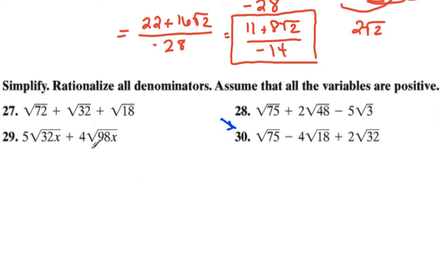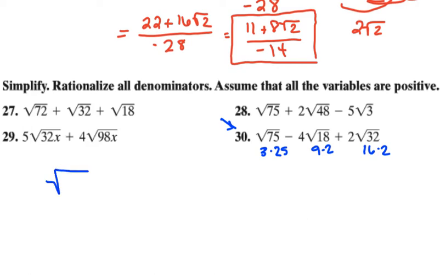Let's do number 30. All right, square root of 75. I know that this is 3 times 25. This is 18, which is 3 times 6, also 9 times 2. And I know this one is 16 times 2, because you want to look for your biggest square root factor if you're going in that particular direction.